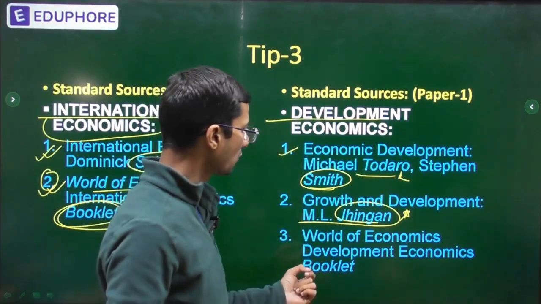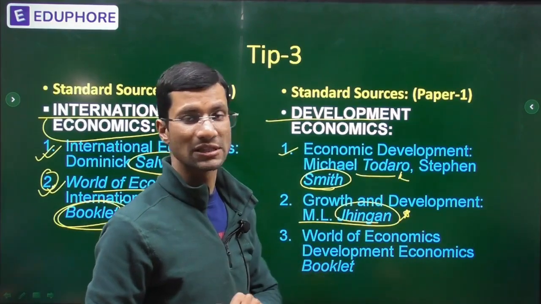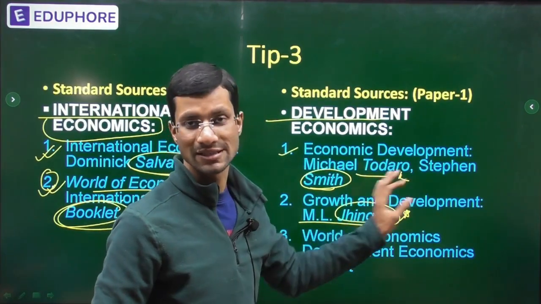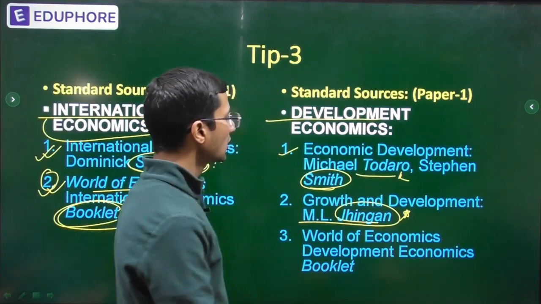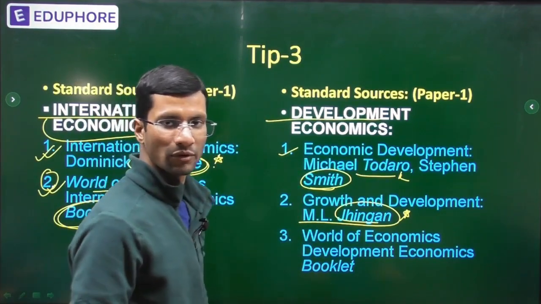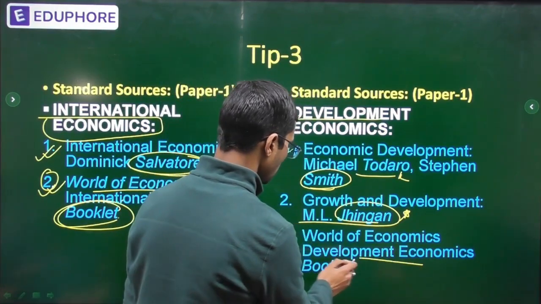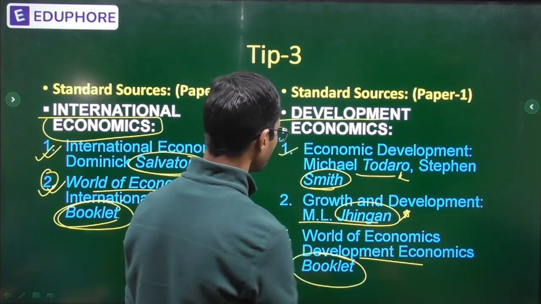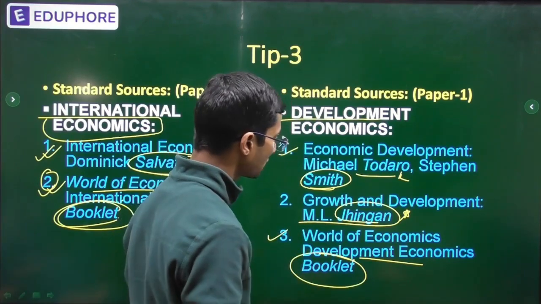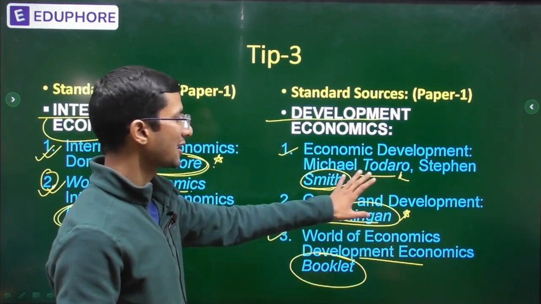Only the booklet can provide you coverage of the whole syllabus, and not any single book. That's why I said not to blindly purchase each and every book. Okay? The developmental economics booklet you can get. You will get it with the course. Okay? Course material. So growth and development: Jhingan and Todaro and Smith.